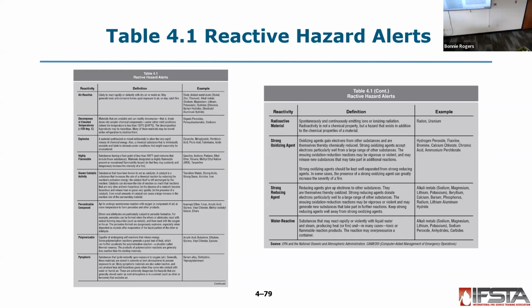Known catalytic activity. Substances that have been known to act as catalysts. A catalyst is a substance that increases the rate of a chemical reaction by reducing the reaction's activation energy. The catalyst itself is left unchanged after the reaction. Catalysts can increase the rate of reaction so much that reactions that are very slow and non-hazardous in the absence of a catalyst become hazardous and release heat or gases very quickly in the presence of a catalyst. Even small amounts of catalyst can cause a large increase in the reaction rate of the surrounding material. And they include transition metals, strong acids, strong bases, alumina, and iron.